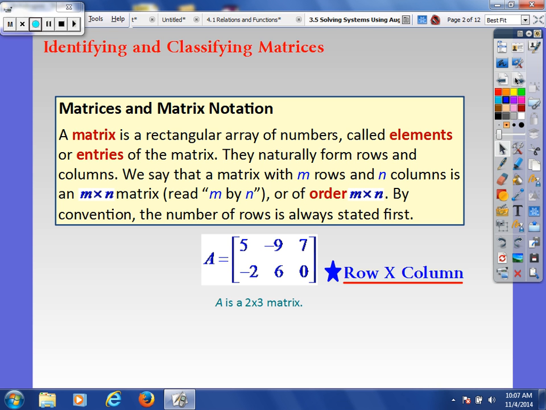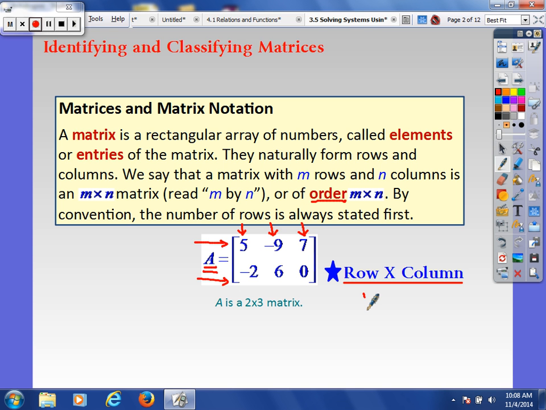What we call the order is really its dimensions. And we always go row by column to identify its dimensions. So if you look at the example down here of matrix A, it has 2 rows and 3 columns. Remember, rows go this way and columns go this way. So we have 2 rows, 3 columns.